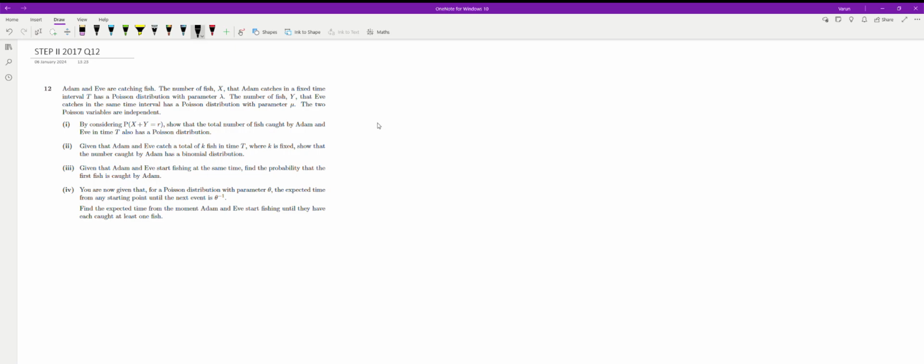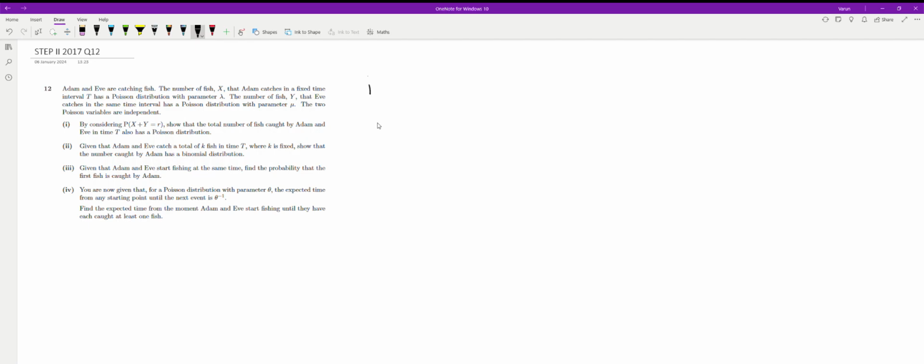Okay, so basically our scenario is that we have Adam and Eve catching fish, and X is the number of fish that Adam catches in time t, and that's a Poisson with parameter lambda, and then Y and mu and so on for Eve, respectively. So basically we're told both variables are independent.